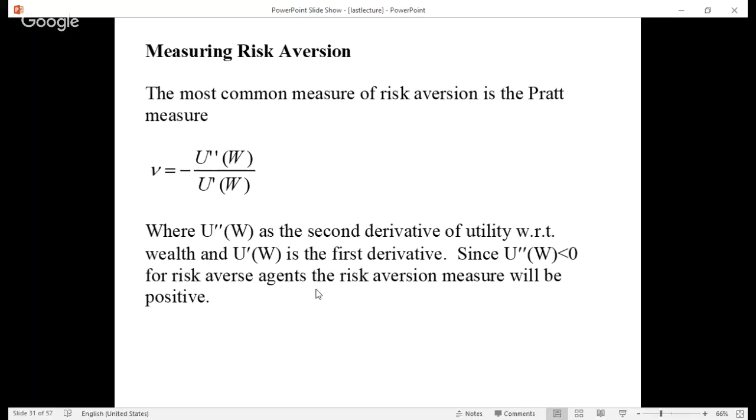So U double prime, of course, is the second derivative with respect to wealth, and U prime is the first derivative. And as I said, since U double prime is negative for risk-averse agents, the risk-aversion measure will be positive.